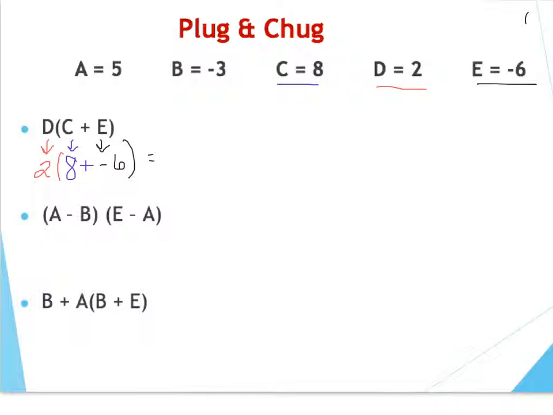Now I just need to remember how to add and subtract and multiply integers. So first is parentheses, so I'm going to leave the 2 on the outside. And in parentheses, I have 8 plus -6. Since they're different signs, I'm going to subtract. 8 minus 6 is 2, and it's going to be positive because the 8 is positive. So now my problem is just 2 times 2. Remember, anytime that we have a number directly touching the parentheses, it means multiplication. So 2 times 2 is 4.